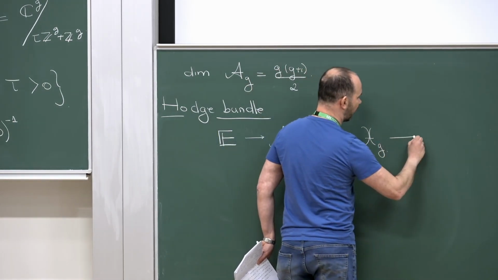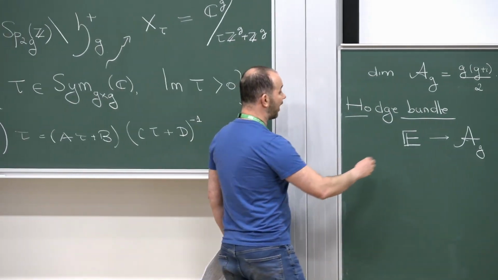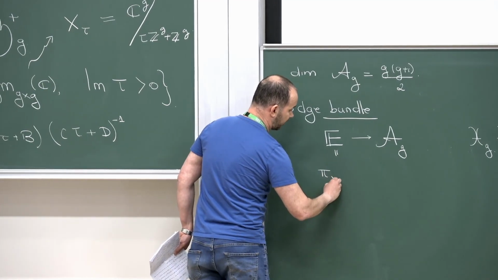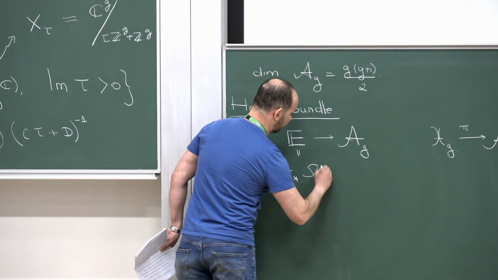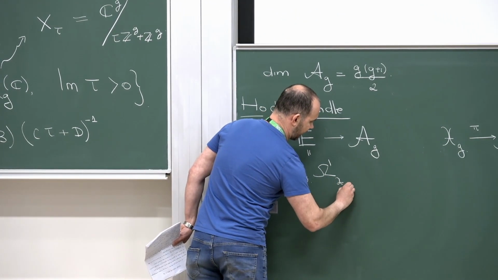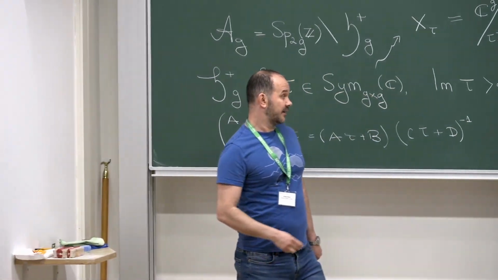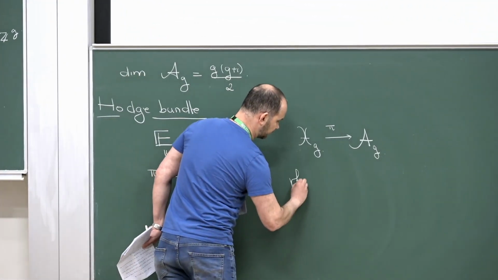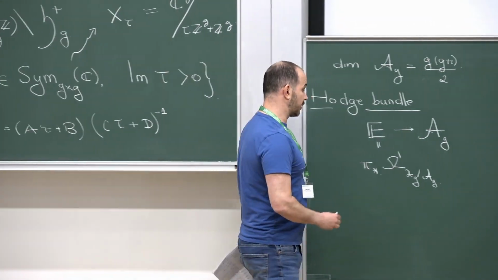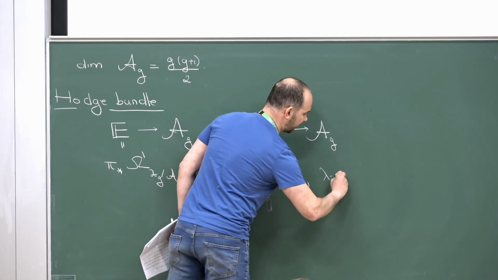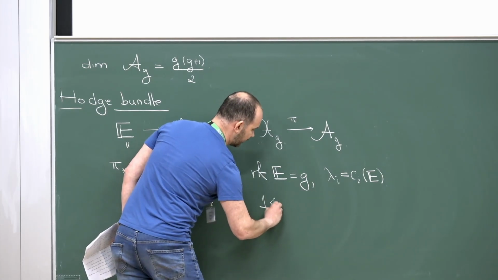you call this map pi, and you can define E simply as being the push forward under pi of the sheaf of 1-forms. So you can look at omega 1 of XG relative to AG and push it forward. This has rank G, as is easily seen, and therefore we can look at its Chern classes. The Chern classes are denoted by lambda I, the ith Chern class of E, and these are well defined for I between 1 and G.